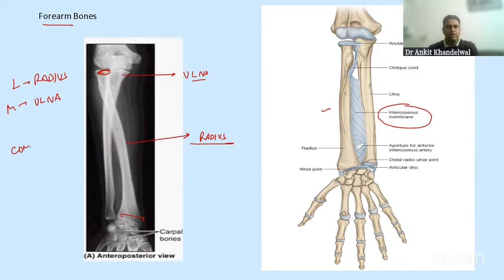So always remember, if you have a long question, then you start with the forearm bones. Forearm, from where to where does it lie? It is from the elbow to the wrist. It has two bones, it has an interosseous membrane, and there are two compartments, an anterior or flexor compartment, and also a posterior or extensor compartment. Okay, just to begin with, we can go like this.